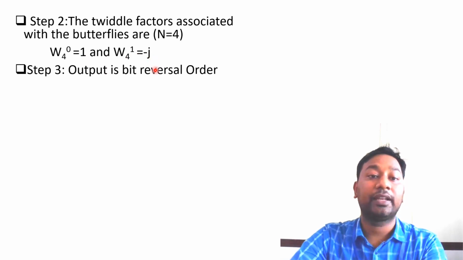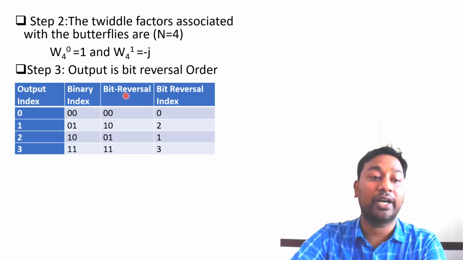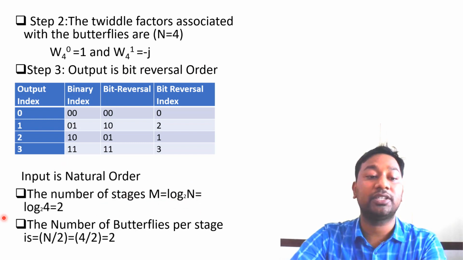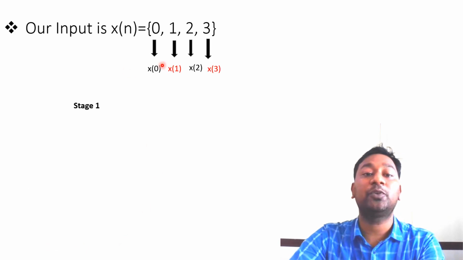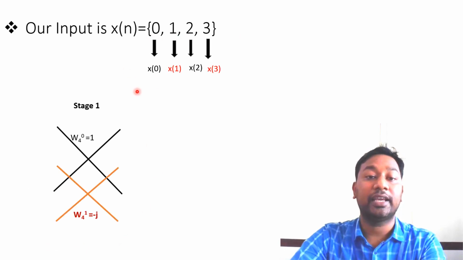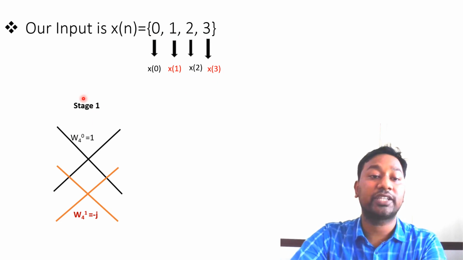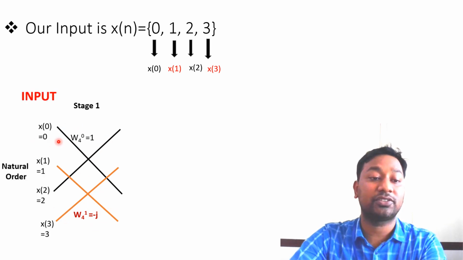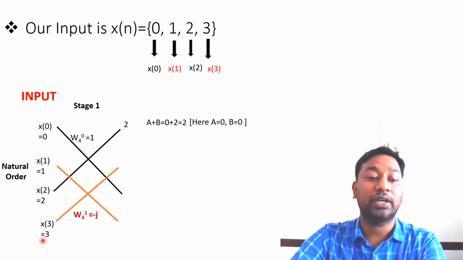Now the output is in bit reversal order and the input is in natural order. The number of stages is m equal to log n base 2, that is log 4 base 2, which is 2, and the number of butterflies per stage is n by 2, that is 4 by 2, which is 2. Now our input is x of n, 0, 1, 2, 3: x of 0, x of 1, x of 2 and x of 3. So stage 1 is associated with two butterflies, one is black, another one is brown, and the twiddle factor associated with the first is omega 4 to the power 0 equal to 1, another one is omega 4 to the power 1 equal to minus j. Now inputs are x of 0 is 0, x of 1 is 1, x of 2 is 2 and x of 3 is 3, and the inputs are in natural order.